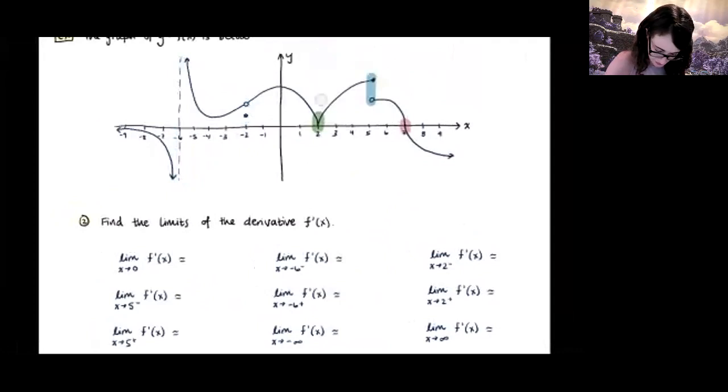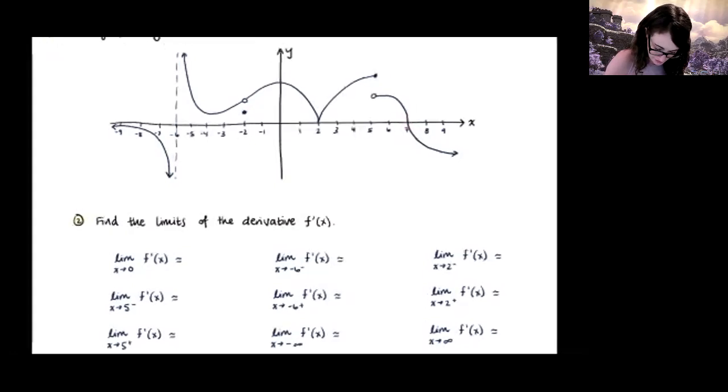And so the first one that we're doing is we're finding what the derivative is doing as x is approaching 0. So x is approaching 0. Well, where is that? That is on the x-axis, approaching 0, so that's here, right? So we're looking at the function. The function value is up here, but we want to know what the slopes are doing.